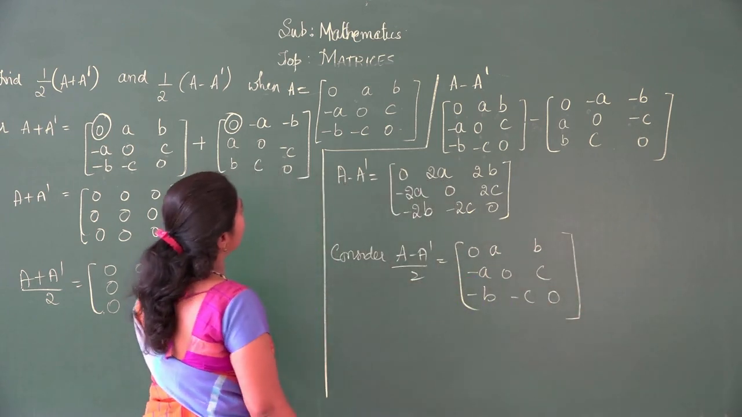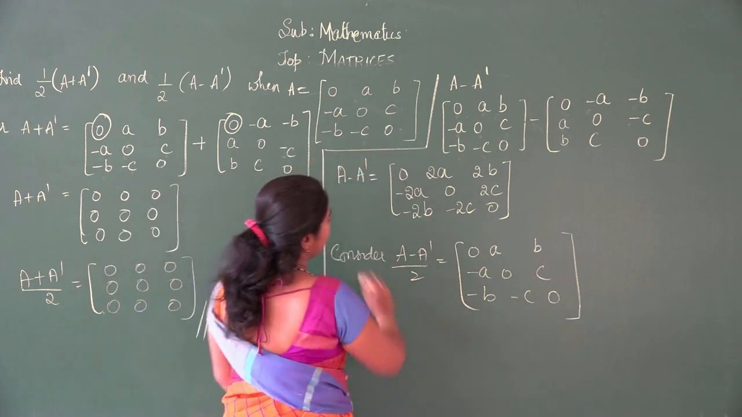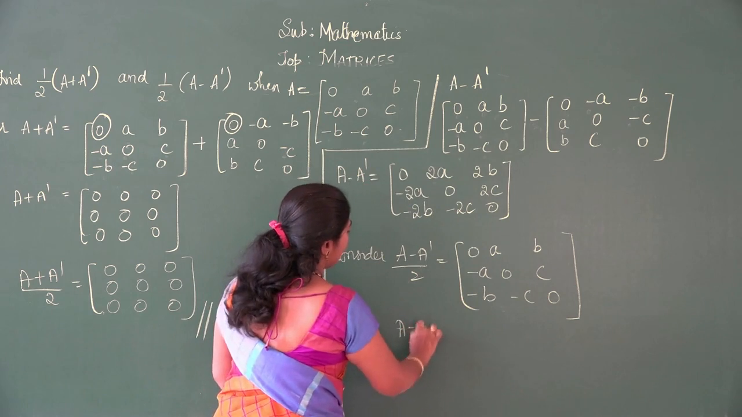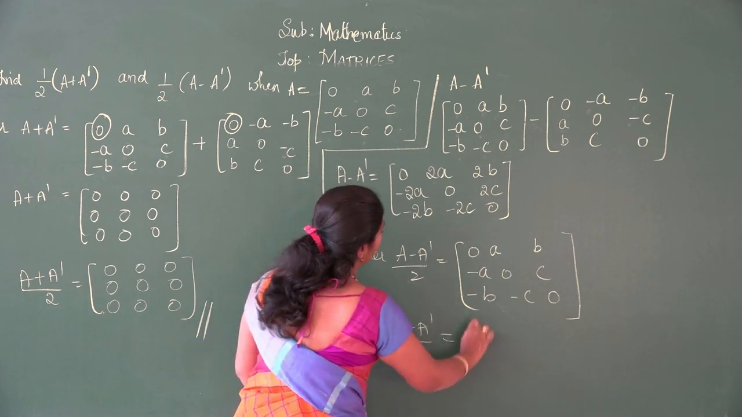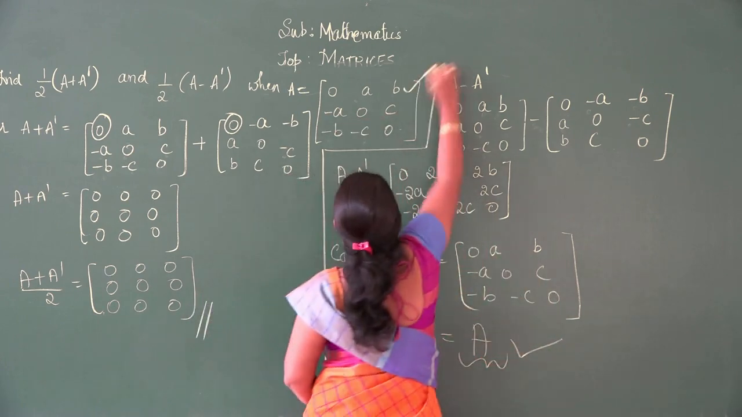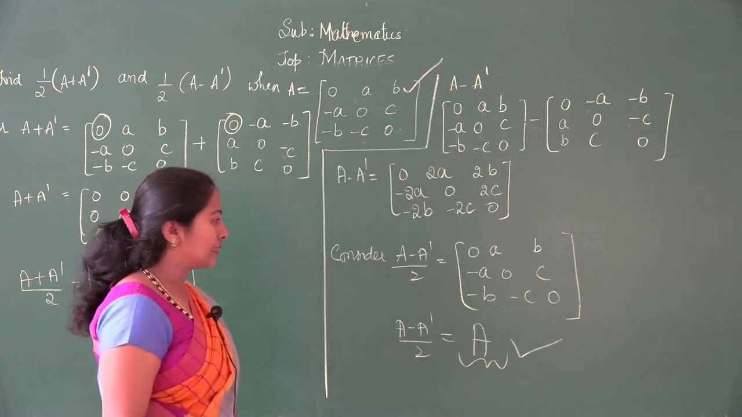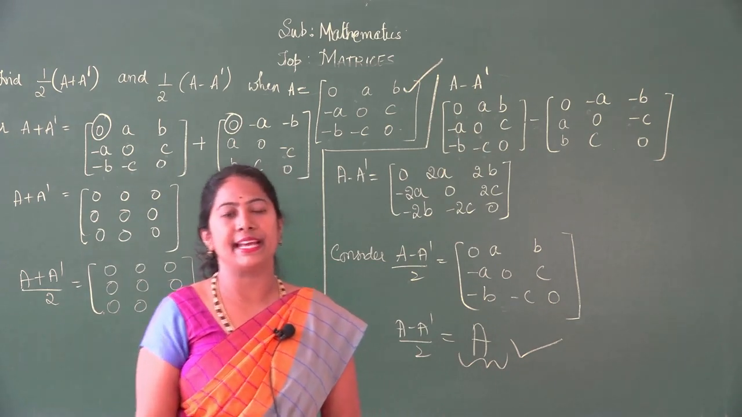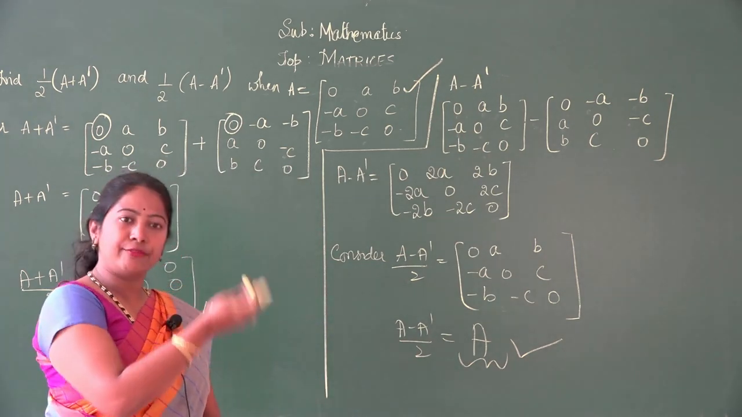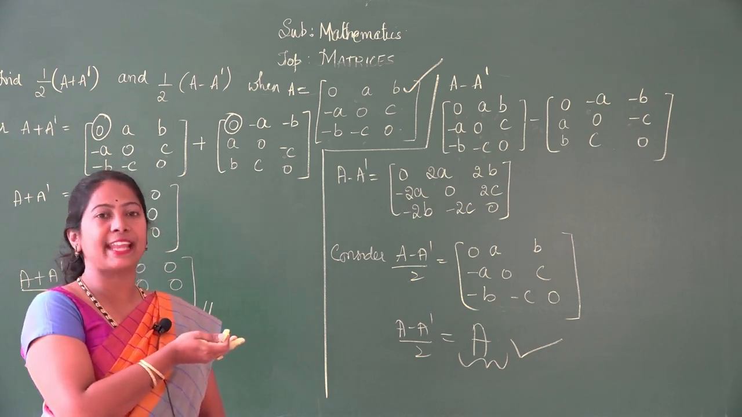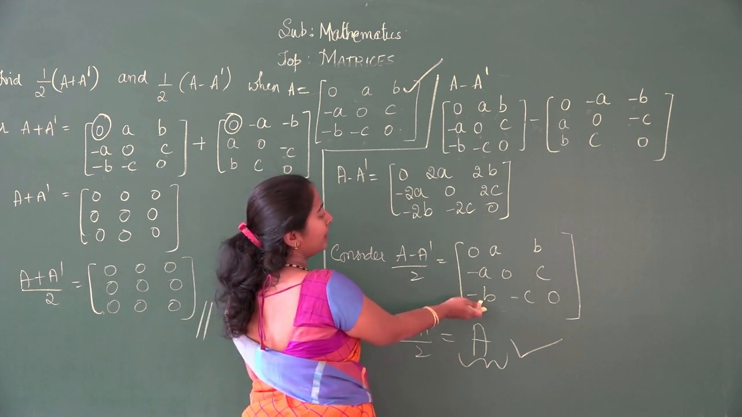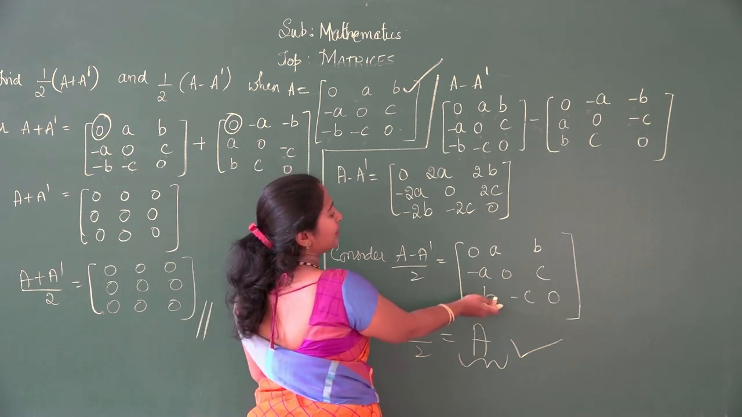0, A, B; minus A, 0, C; minus B, minus C, 0, which is nothing but what matrix is in the question. That is A minus A dash by 2, which is nothing but A. What is A? Which is nothing but the given matrix in the question. This is all about A minus A dash by 2. We finished finding A plus A dash by 2, and then we also finished finding A minus A dash by 2. A minus A dash by 2, we arrived at 0, A, B; minus A, 0, C; minus B, minus C, 0.